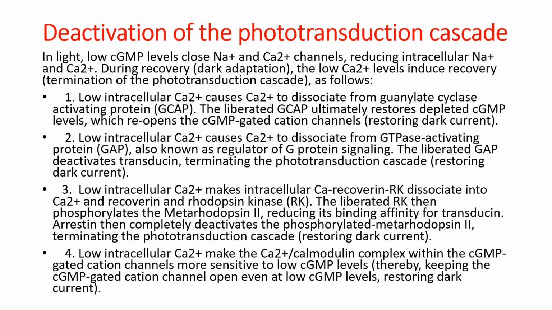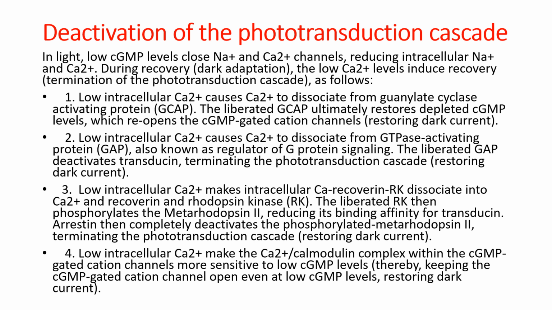2. Low intracellular Ca2+ causes Ca2+ to dissociate from GTPase-activating protein, GAP, also known as regulator of G protein signaling. The liberated GAP deactivates transducin, terminating the phototransduction cascade, restoring dark current. 3. Low intracellular Ca2+ makes Ca2+-recoverin-RK dissociate into Ca2+, recoverin and rhodopsin kinase, RK. The liberated RK then phosphorylates the metarhodopsin 2, reducing its binding affinity for transducin. Arrestin then completely deactivates the phosphorylated metarhodopsin 2, terminating the phototransduction cascade, restoring dark current.